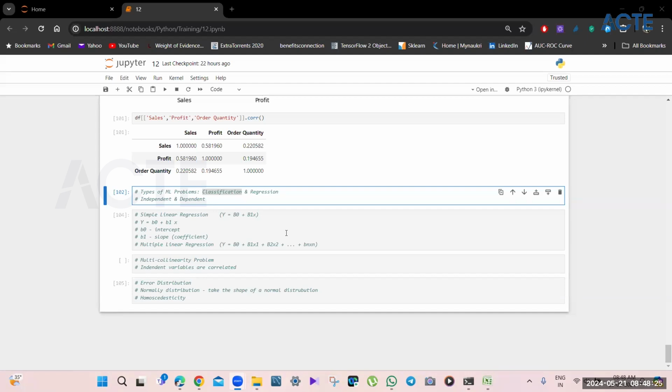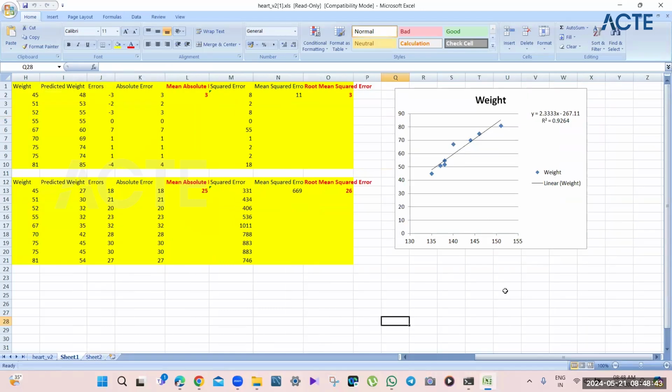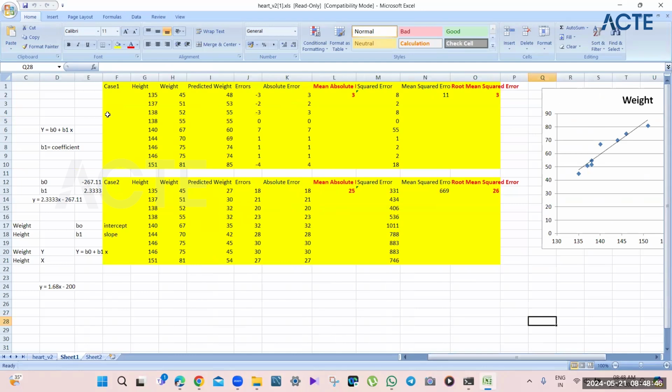Now the important thing is let's focus on regression. Let's imagine we had two variables, height and weight. Both are numerical, so either we can take height to forecast weight or weight to forecast height. Both will work. But which one should we consider?